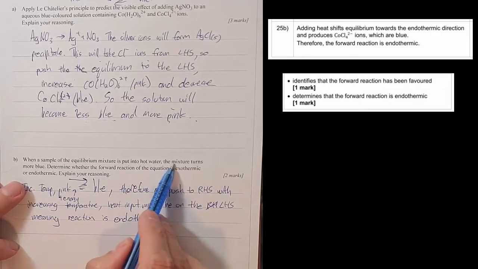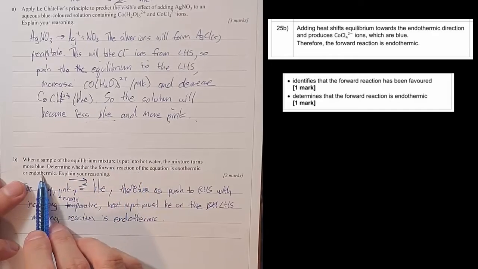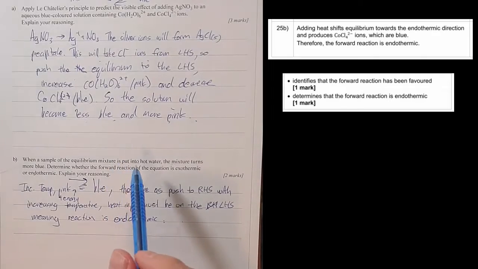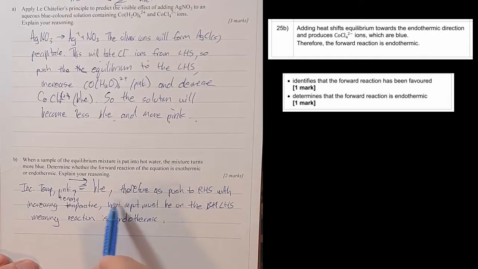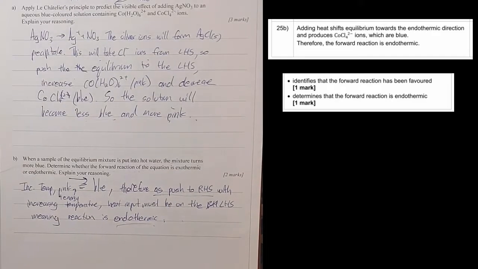Okay, when the sample is put in hot water, the mixture turns more blue. Determine whether the forward reaction is exothermic or endothermic. Okay, so 2 marks, it should be fine with that. Identifies the forward reaction as being favoured. Push to the right-hand side, yeah. In terms of forward reaction is endothermic. I've done that as well. Okay, so we've got those two.